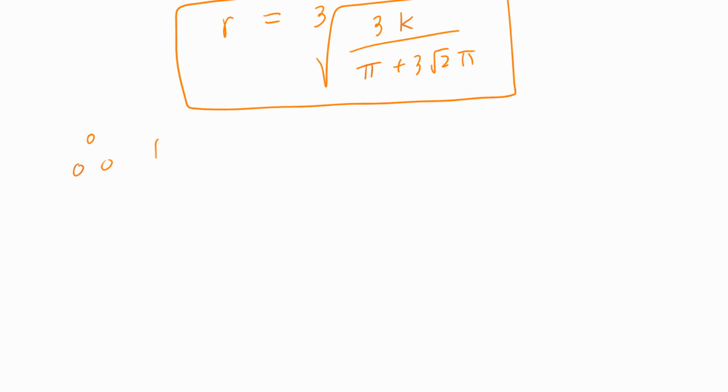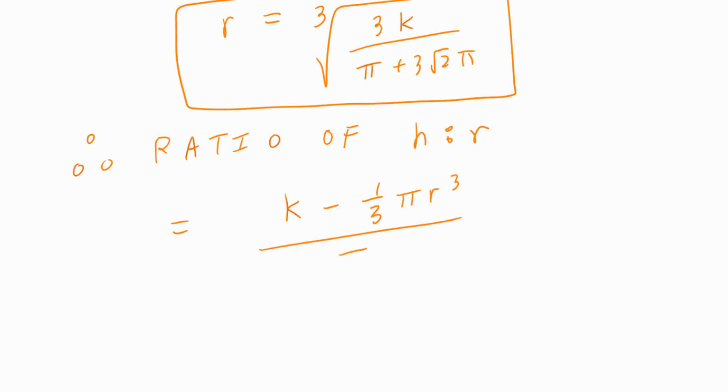So therefore, if you think about the ratio, and specifically we're looking for height to radius. Therefore the ratio of height to radius equals, if you go back to the equation of constraint, the height is given to be k minus 1 over 3 pi r cubed, divided by pi r squared. So that's the height, divided by the radius.